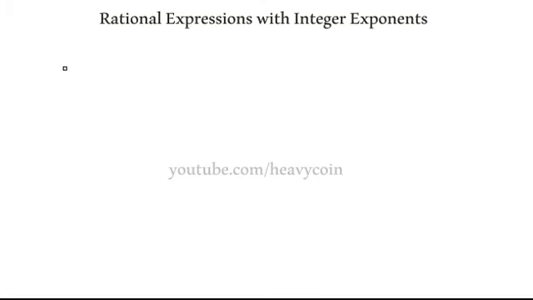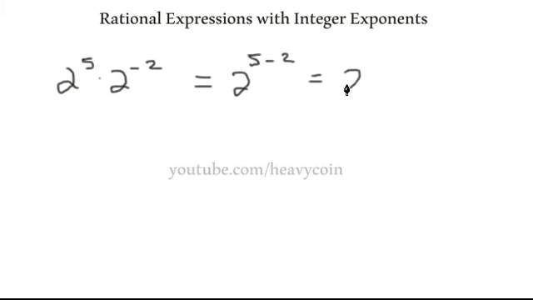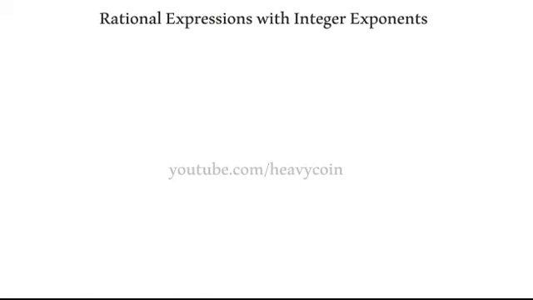So if I were to have 2 to the fifth times 2 to the negative 2, the bases are the same, so you add exponents. This is 2 to the 5 minus 2, which is 2 to the third, which ends up being 2 times 2 is 4, times 2 is 8. Right? 8.